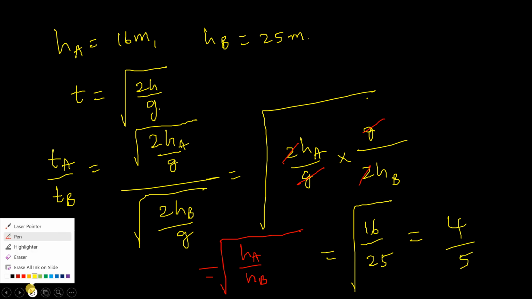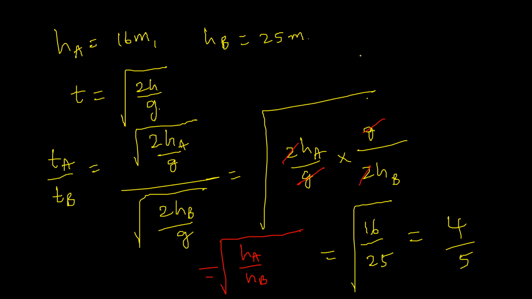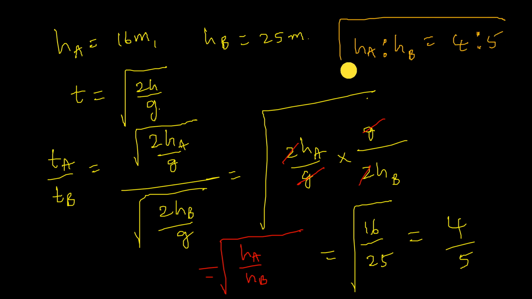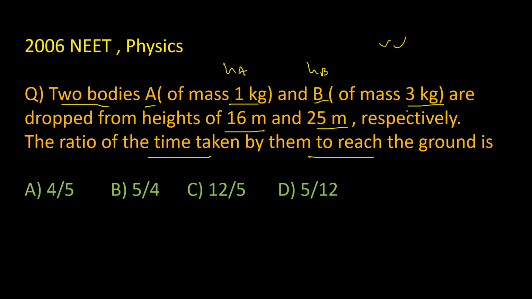So this is the answer. So we can see the ratio. The ratio HA is to HB equals 4 is to 5, or 4 by 5. So we can see the answer. What is that? The answer is 4 by 5.